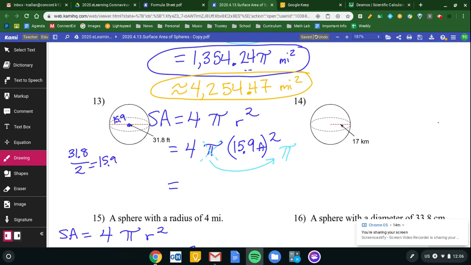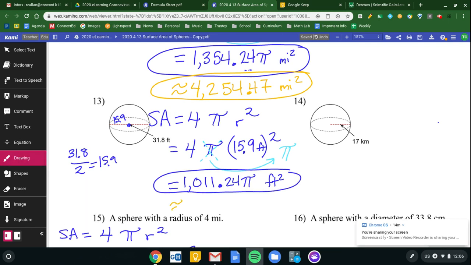And if we write the pi at the end, where we do 4 times 15 9/10 times another 15 9/10, we'll find exactly 1,011 and 24/100 times pi square feet.